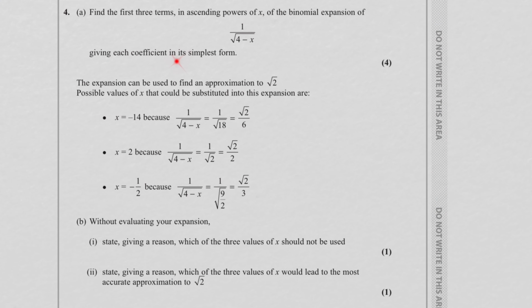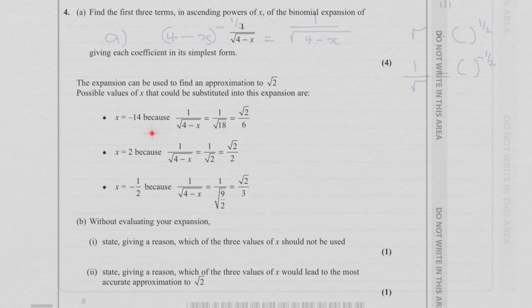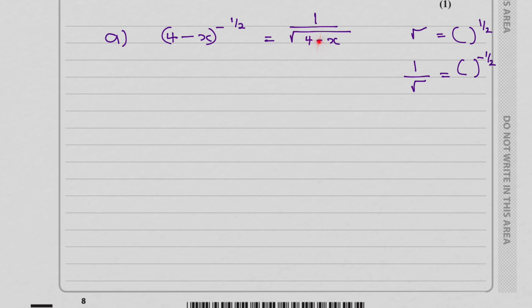Given each coefficient in its simplest form. The expansion can be used to find an approximation to root 2. Possible values of x that could be substituted into the expansion are... So the first question is to rewrite 1 over root of 4 minus x in this format here.